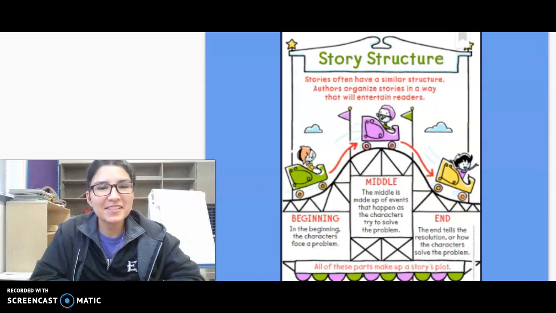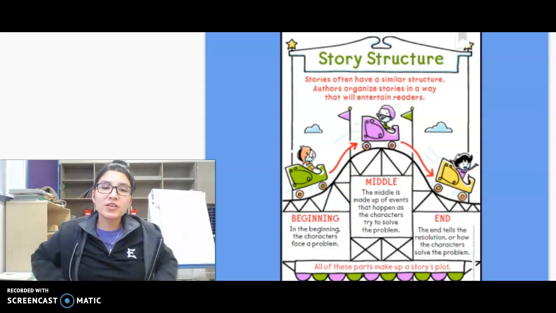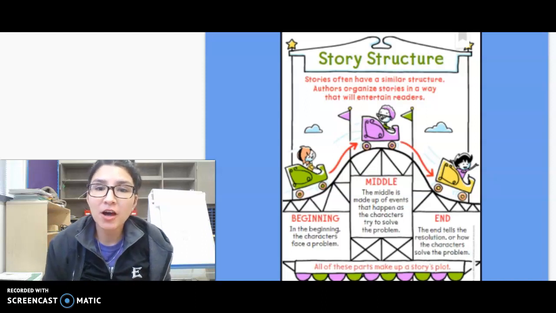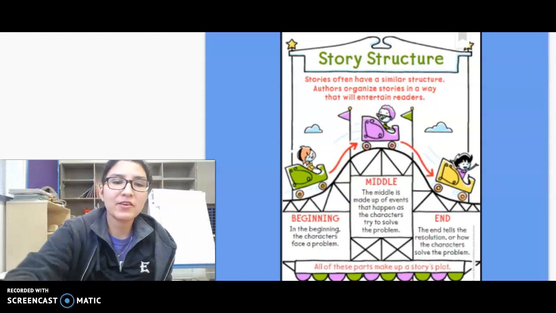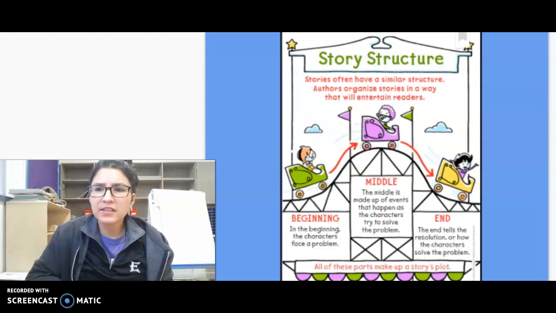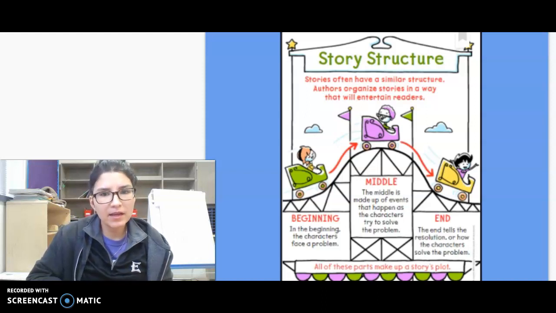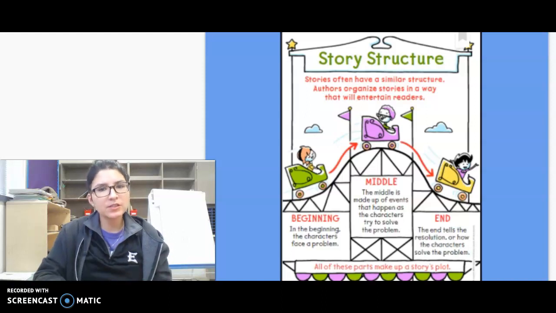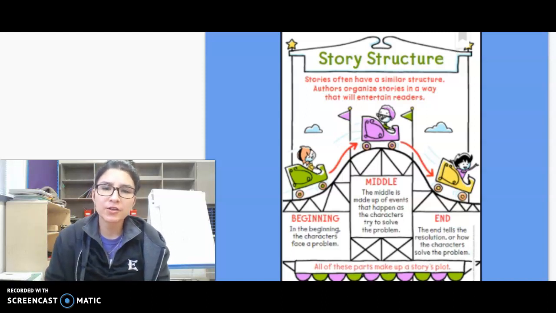Hi there. For today's reading lesson, we are going to go over story structure. Now, I know we've gone over story structure before in the past, but it's always good to go over certain topics to help our brains get a little refresh, right? Because we might have gone over story structure back in November, and if I were to ask you, what is story structure? You might forget. You might need a little refresher. So that's what we're going to do today. We're going to go over story structure.